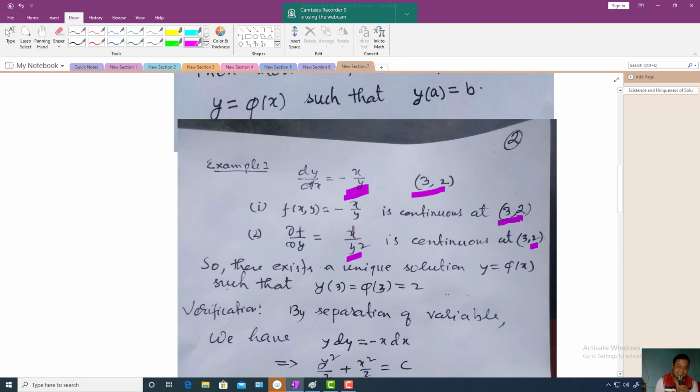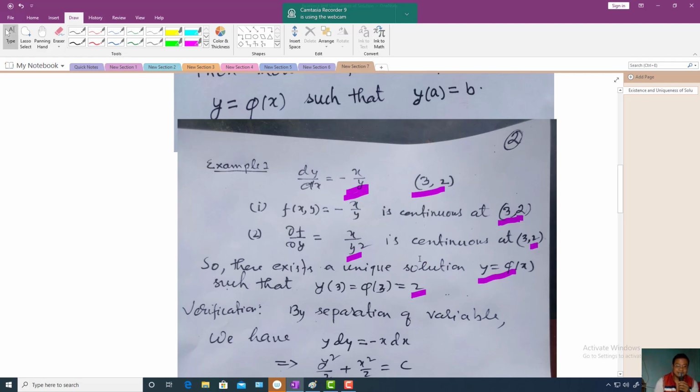So what does the theorem say? That there exists only one solution. A solution must be there, and there should not be two solutions also. So there exists one and only one solution satisfying this initial value condition. That means, suppose y is equal to phi(x) is the solution, then y at the point 3 is equal to 2. So there should be one and only one solution.